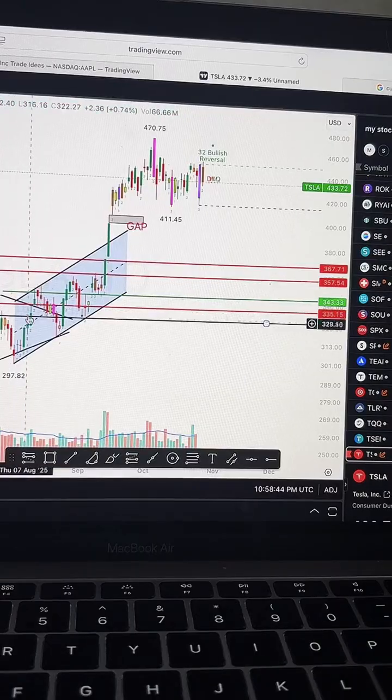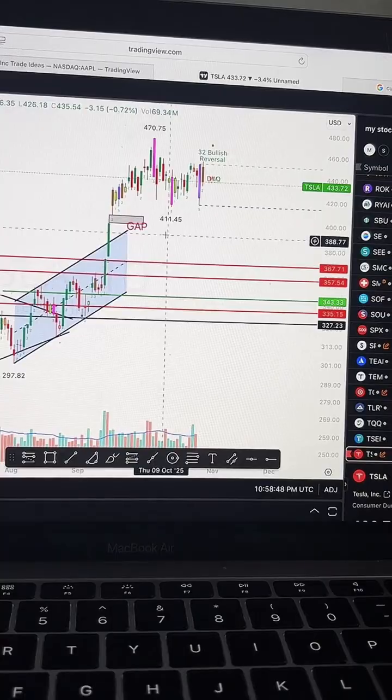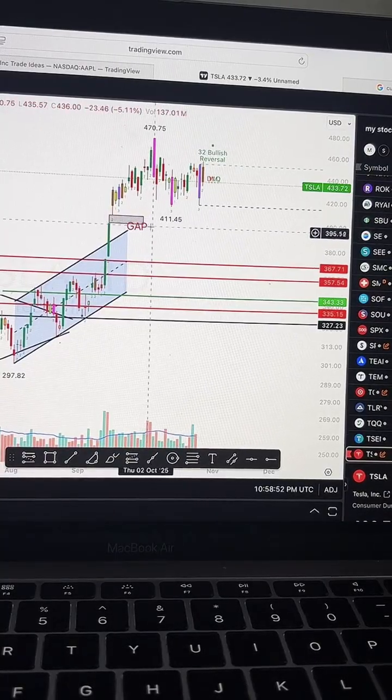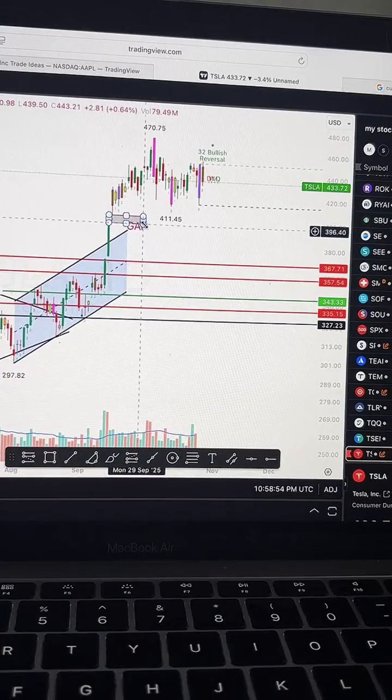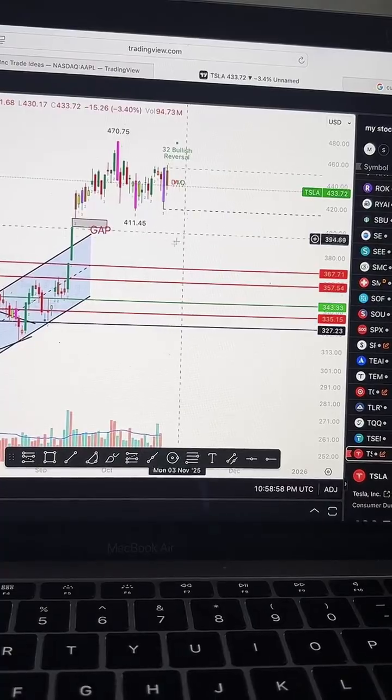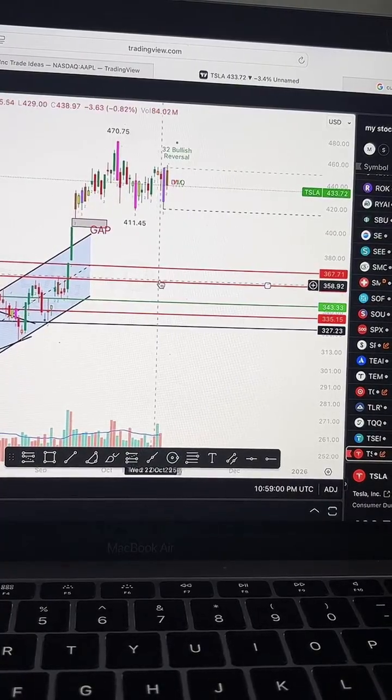Yeah, because I remember I played this, we broke out, came and retested. Yeah, it might, especially we do have this gap right here. Definitely could see 400 for sure. I think if we breach 400, it might make its way down there.